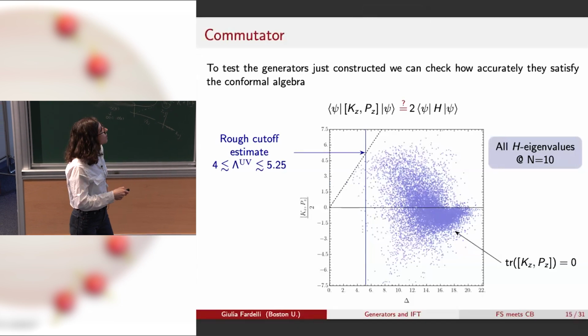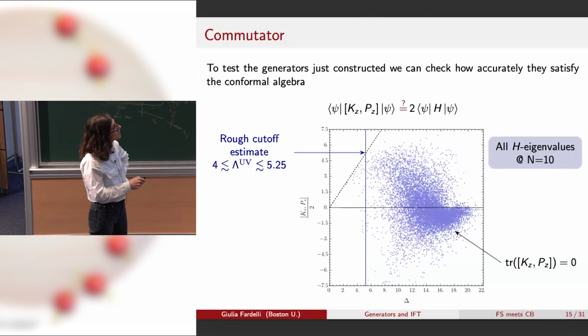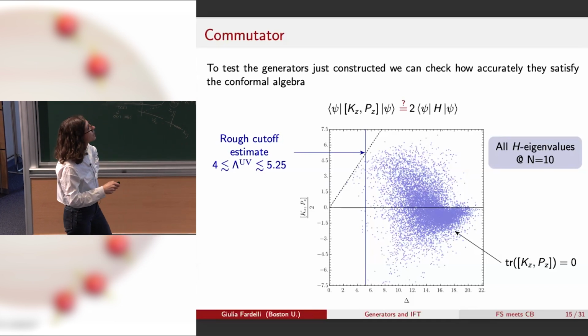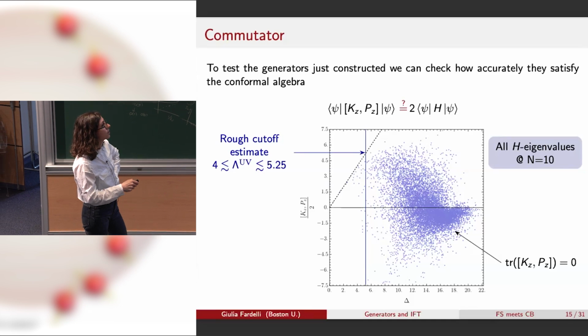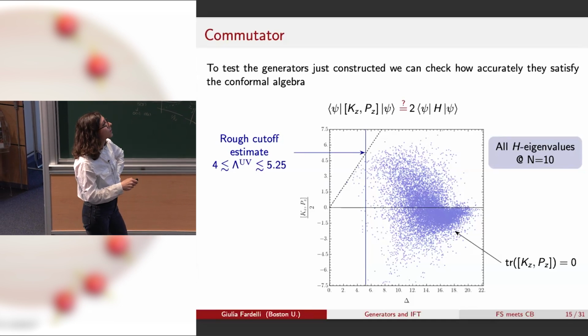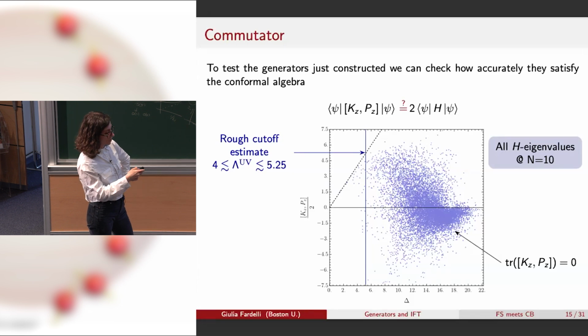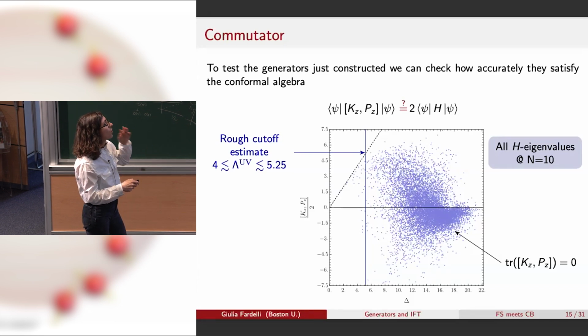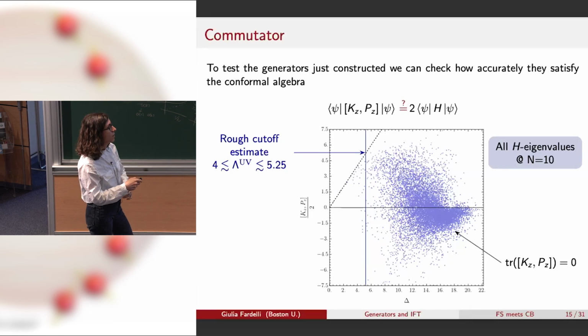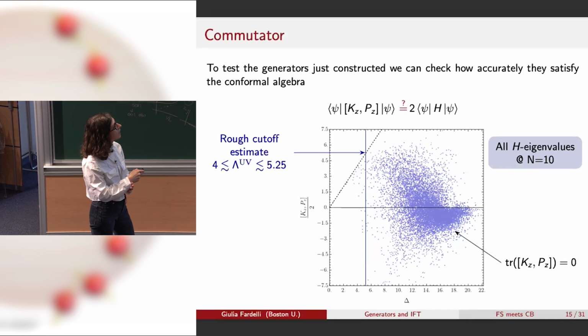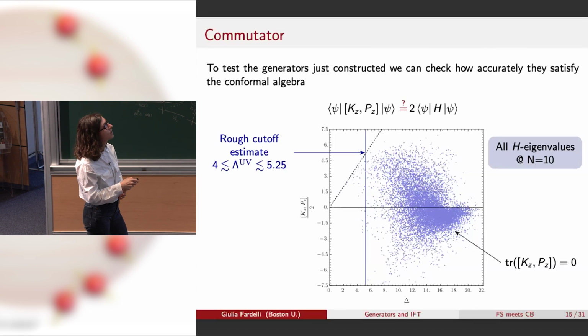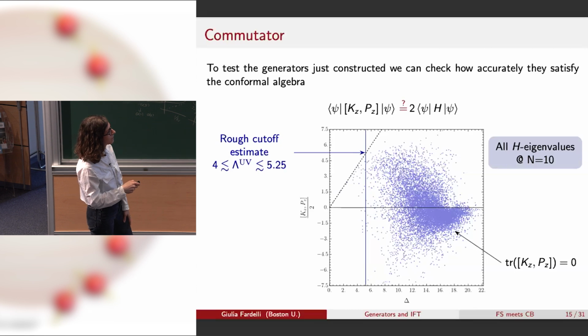Here the point is that you would expect good operators to just lie on this line, but you see that after some dimension most of these operators don't. So we take this as a very rough estimate of where our lambda UV cutoff is. This is where these states get to be bad, so they are away from this line.